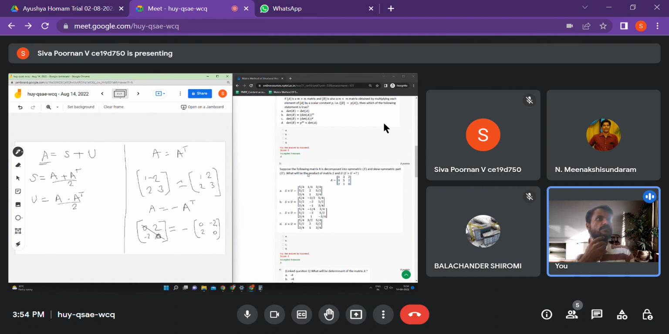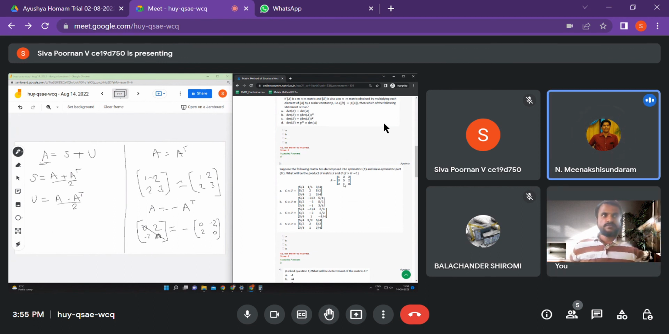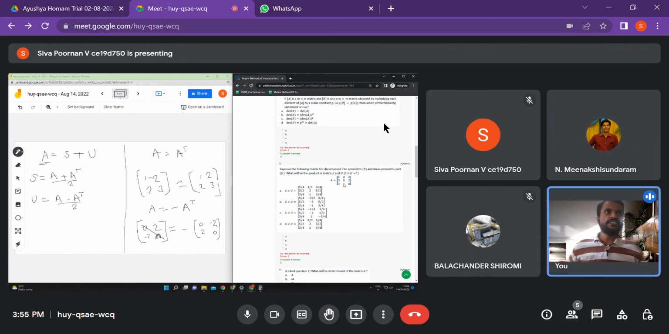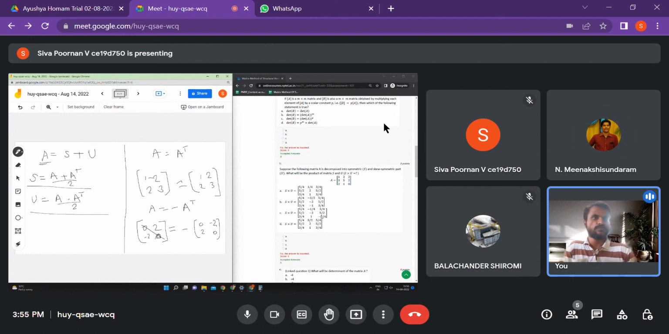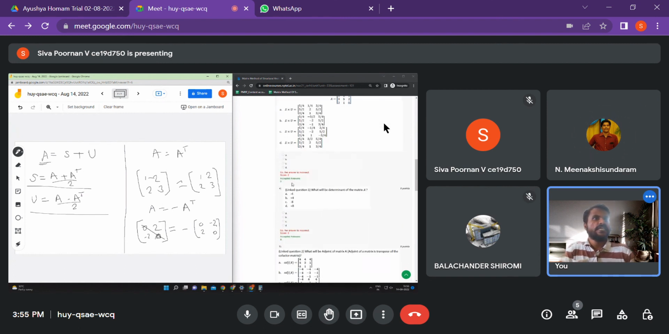Now the question is, what will be the product of S and U? So how do we do that? Yes, we just find S and U and then multiply them. That's one of the easiest ways to do it. We know how to find S, and you find U and then multiply both of them. It's a calculation problem.